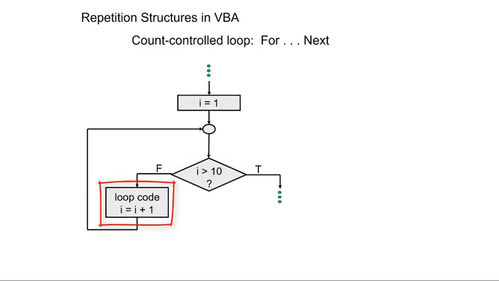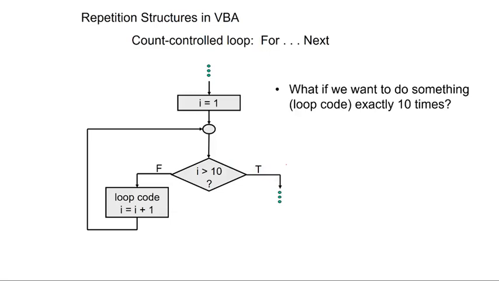And if you notice here, we're not using I in any of the loop code, but we're doing this loop exactly 10 times. At the very end, I becomes 10. 10 is not greater than 10, so we go through the loop once more. I becomes 11, and since I exceeds 10, then we will exit the loop. If we wanted to do something exactly 10 times, we could implement this loop.